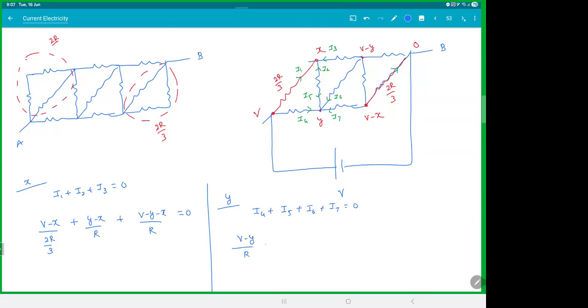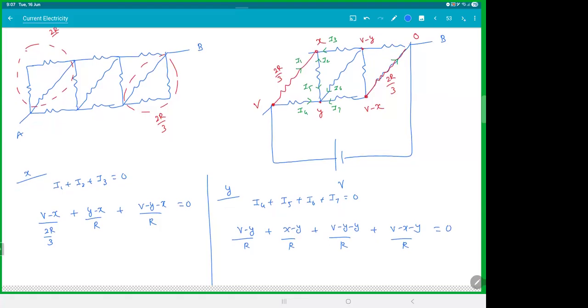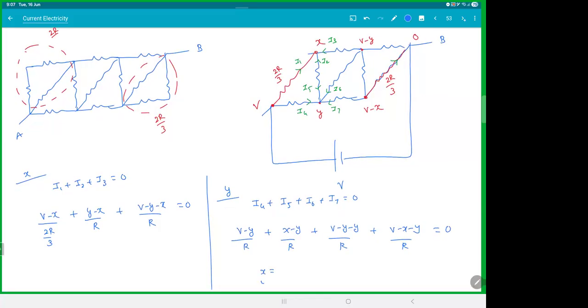V minus y by r plus x minus y by r plus v minus y by r. V minus x minus y by r. If you solve them, you'll get x and you will get y. And you will say R equivalent is nothing but V by I1 plus I4. That's the current flowing in this branch.